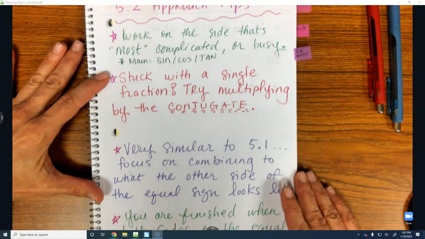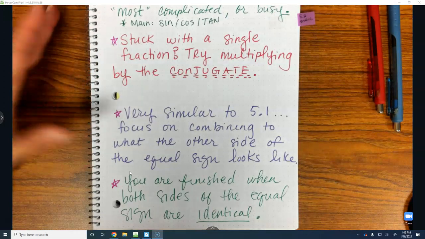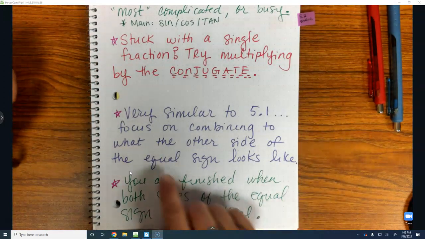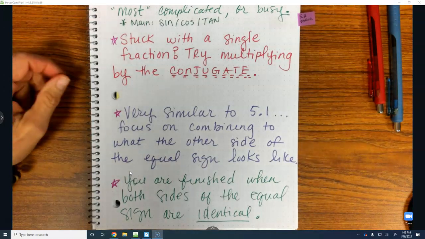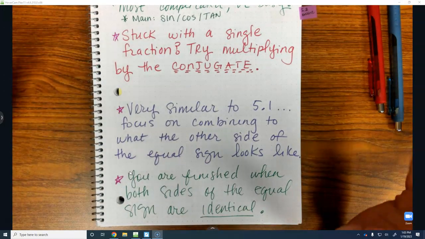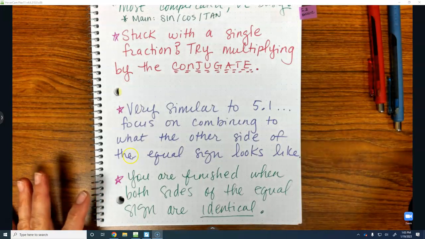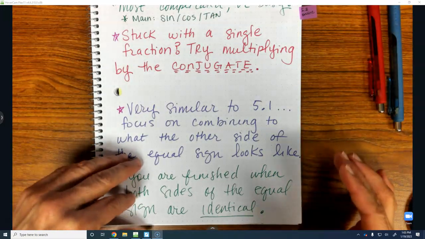And then the last, or the second to the last thing, guys, again, it's really close to 5.1. Only thing that's different is you're going to have an equal sign. And then you know you are finished when you have a true number sentence and both sides are identical.